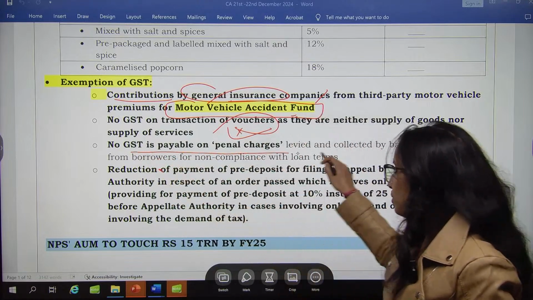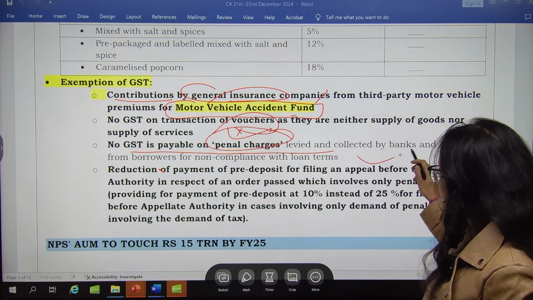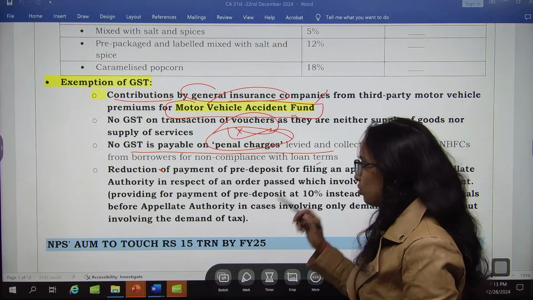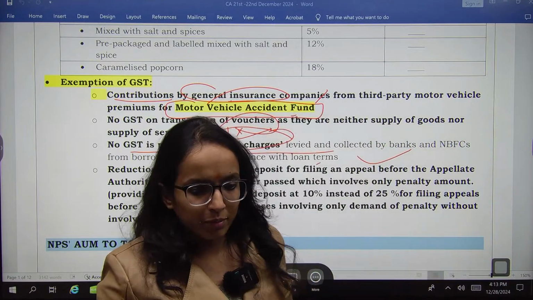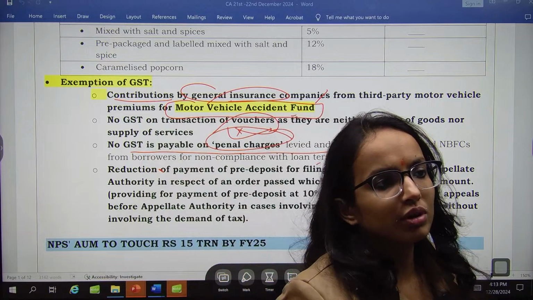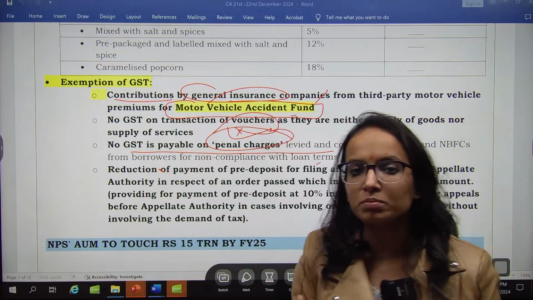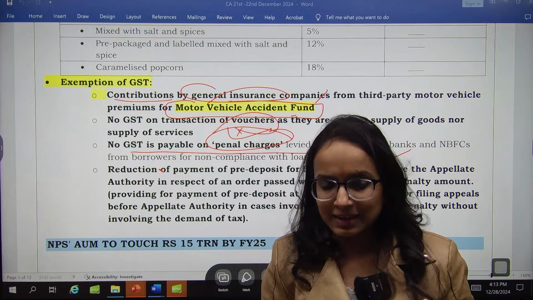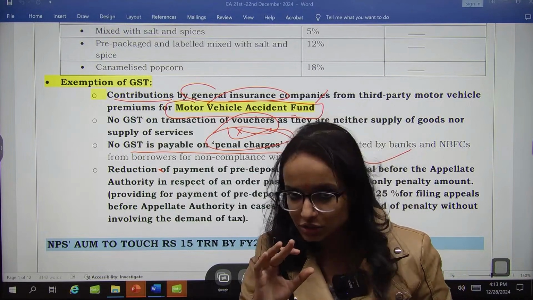No GST is payable on penal charges levied and collected by banks for non-compliance with the loan terms. Suppose you are a borrower from a bank or any other financial institute and you haven't complied with the norms. So you have to pay certain penalty. On that penalty, there is no GST, right?